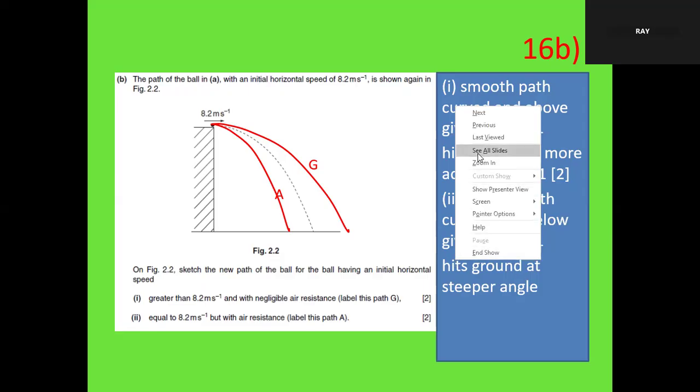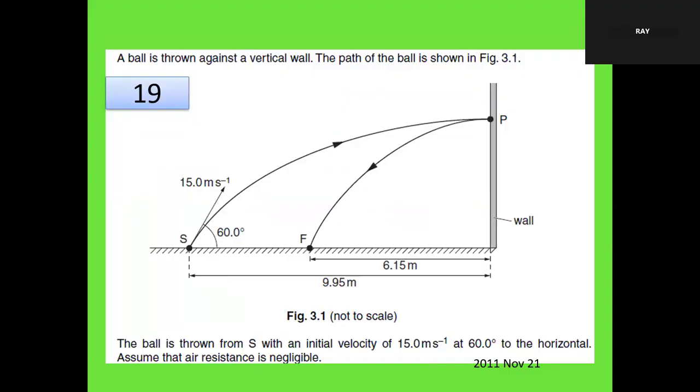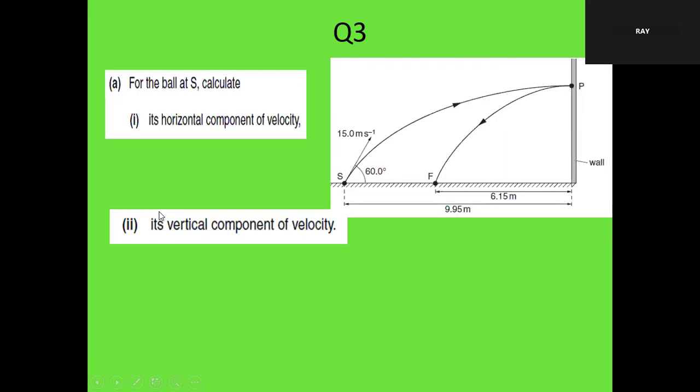Okay, let us try another question. A ball is thrown against a vertical wall. The path of the ball is shown in figure 3.1, not to scale. The ball is thrown from S, with an initial velocity of 15 meters per second at an angle of 60 degrees to the horizontal, assuming air resistance is negligible. For the ball at S, calculate the horizontal component of velocity. Okay, this one is to give you an easy mark.